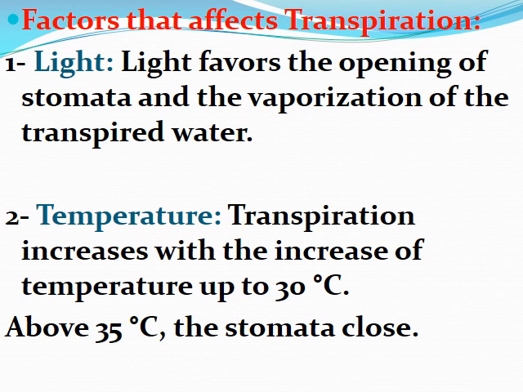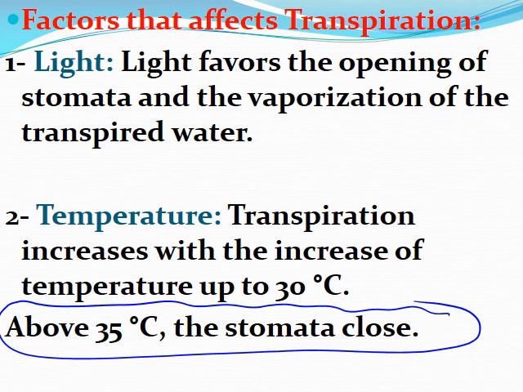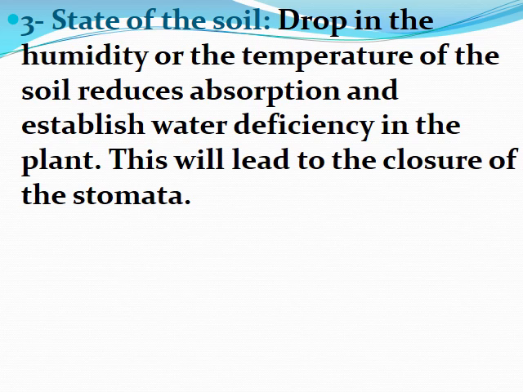Factors that affect transpiration: light. Light favors the opening of stomata and the vaporization of the transpired water. Temperature: transpiration increases with the increase of temperature up to 30 degrees. Above 35, stomata will close. State of the soil, humidity of the soil, meaning that a drop in the humidity or in the temperature of the soil reduces absorption and establishes water deficiency. This will lead to the closure of the stomata.